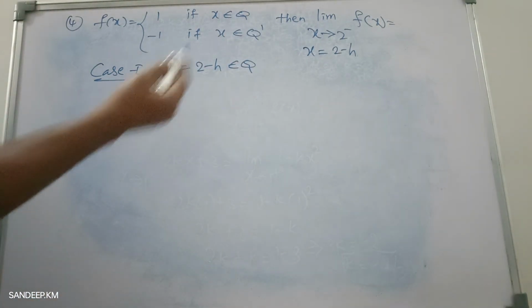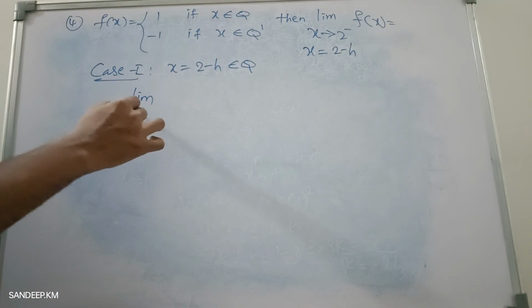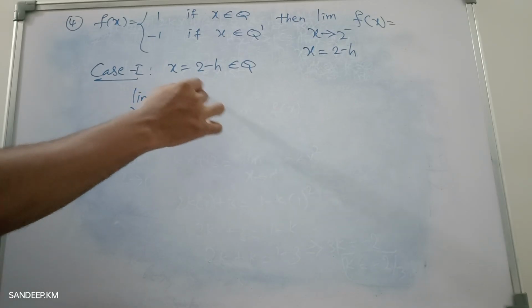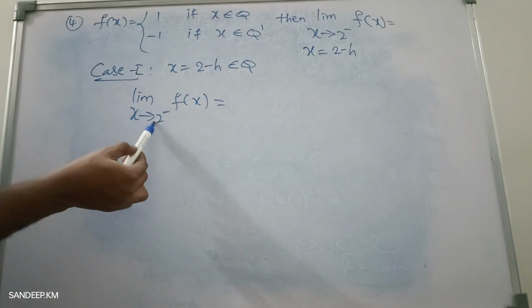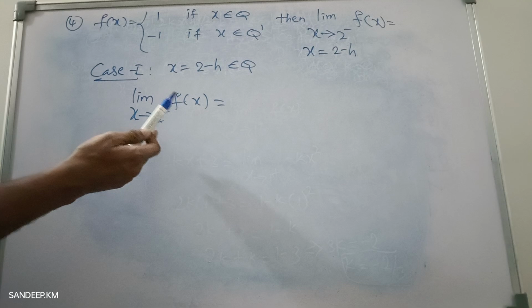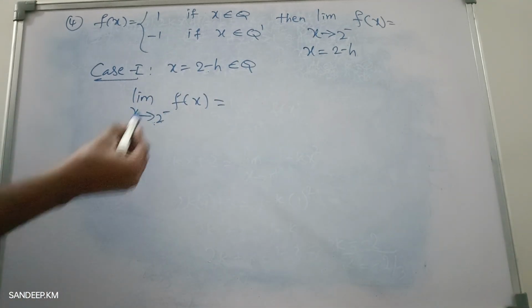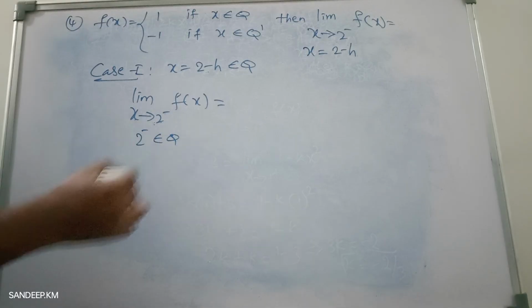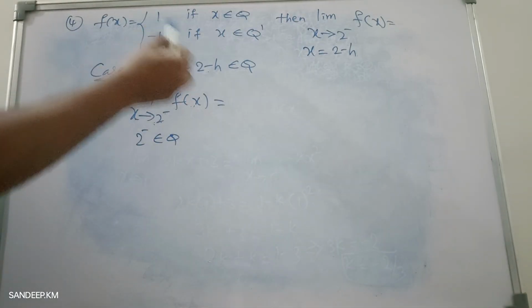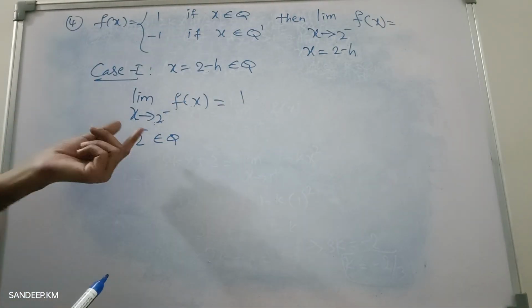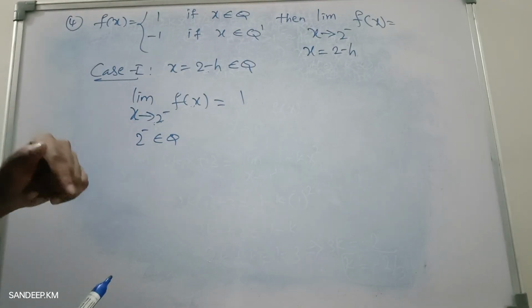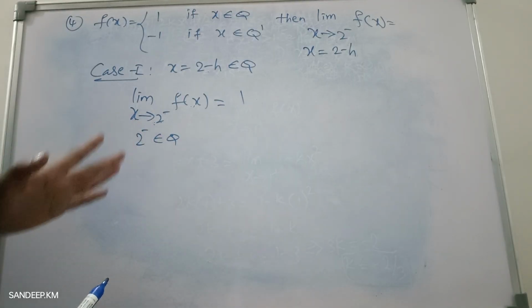Then what is the left hand limit? Limit x approaches 2 minus f of x. So when x approaches 2 minus, that means when x is just lesser than 2, we have taken it as a rational number. Now this 2 minus is a rational number. Then what is f of x equal to? Plus 1. So the left hand limit is equal to plus 1 if 2 minus is a rational number.